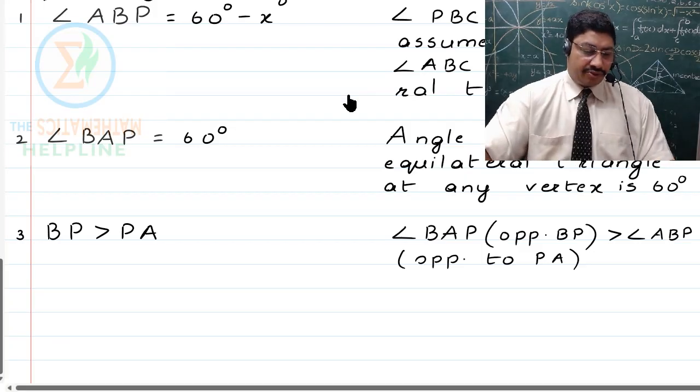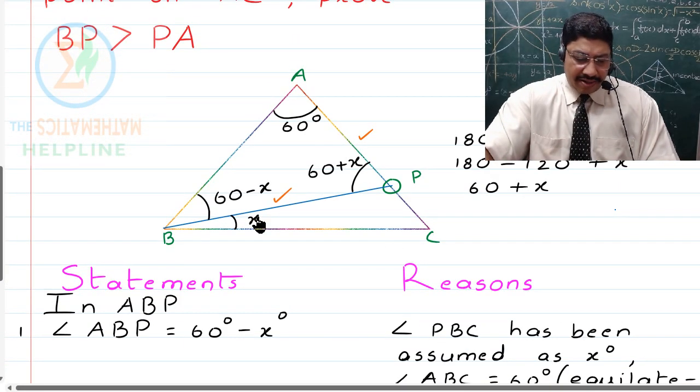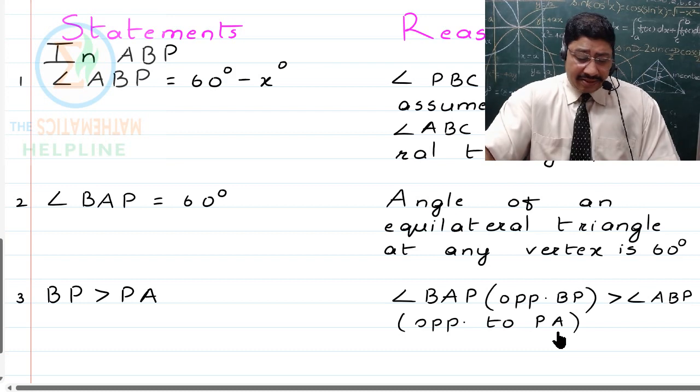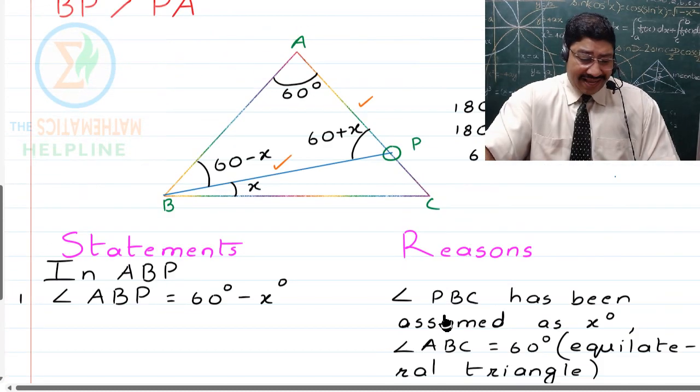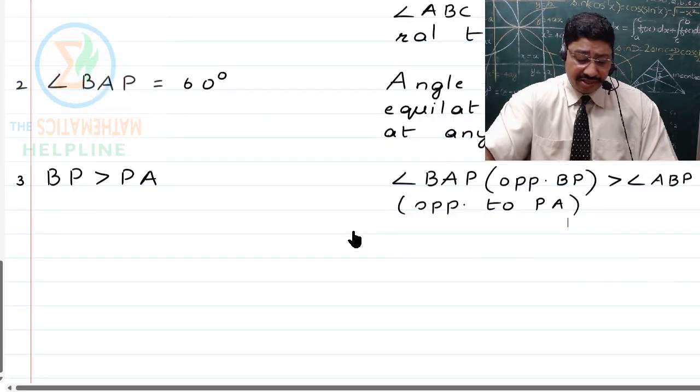So here, children, if we have ABP, you have this angle opposite AP, and that is what we've written here. And the other angle that we talk about is angle BAP, that is this angle, and we find that this angle is actually larger, and as such BP is going to be greater than PA.